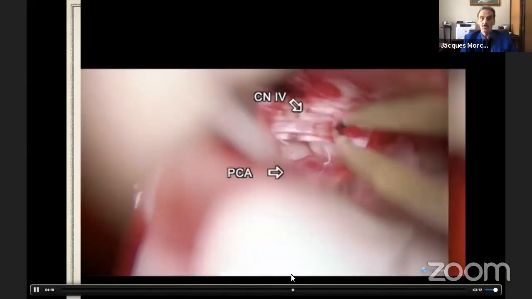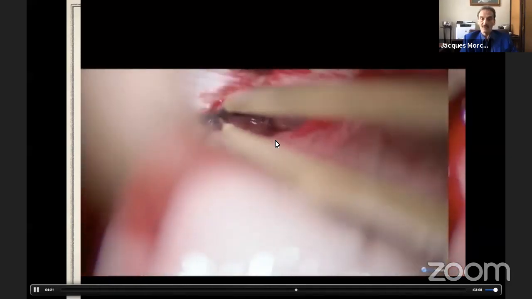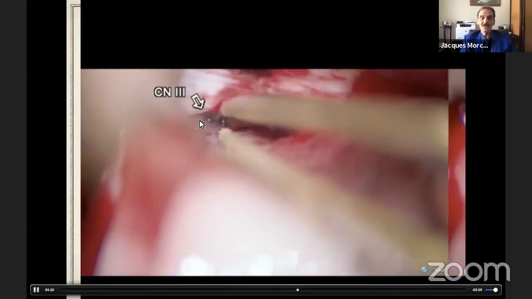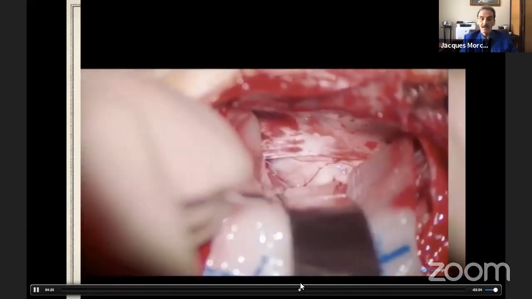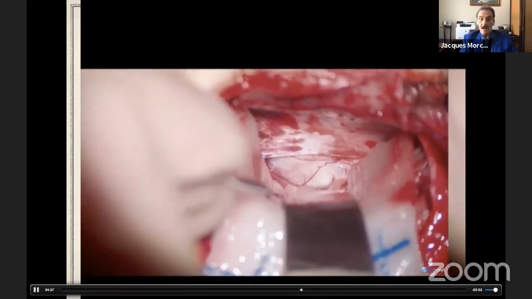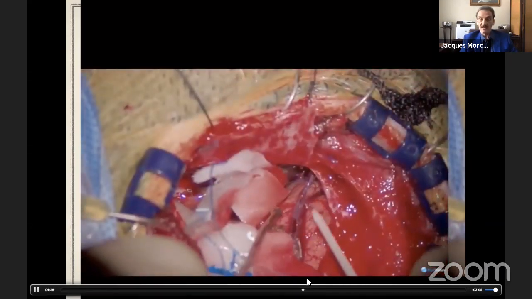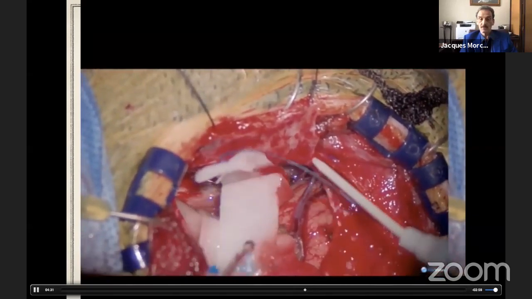Save the veins whenever you can. Oh, I want to show you here. You have cranial nerve 4, the fourth cranial nerve. This is cranial nerve 3. A self-retaining retractor was placed to increase the exposure. I did put a self-retaining retractor after dissection.